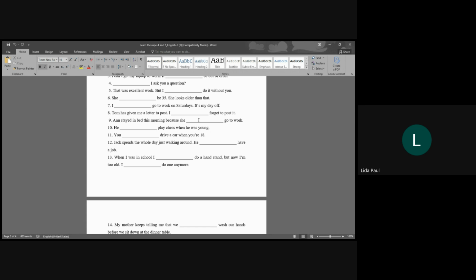Eighth one. Tom has given me a letter to post. I shouldn't forget to post it. Okay, that is my answer. Any other answers? I can't. Okay. You cannot forget. Yes, that also makes sense.